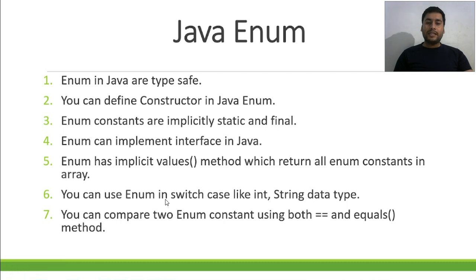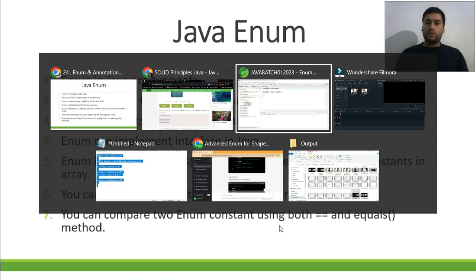You can use enum in a switch case directly, whether it's an int or a string data type, anything. You can compare two enum constants using double equals or the equals method, no doubt in that. Let's talk about an example, like how we can create a constructor inside the enum and how we can pass multiple parameters. So let's go to Eclipse.